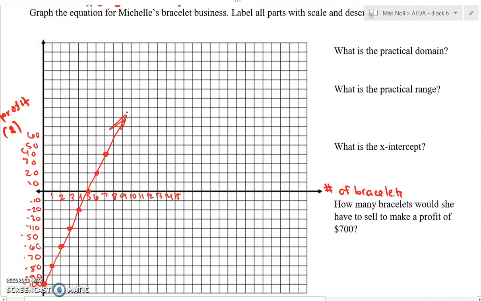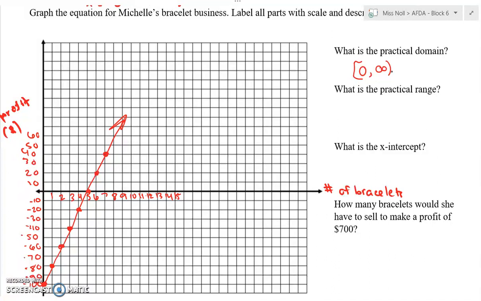Okay, so practical domain. When we're thinking of domain, remember those are the X values. So X values here represent bracelets, how many bracelets she sells. When it says practical, it means what makes sense. And it doesn't make sense to sell negative bracelets, right? So the least number of bracelets she could sell would be 0. So the domain starts at 0, and then we don't really put a cap on how many she can sell, so this infinity represents that we don't know how many, so we're just going to say infinity.